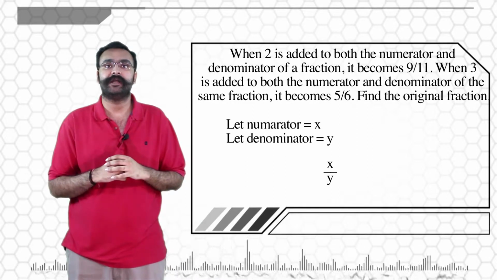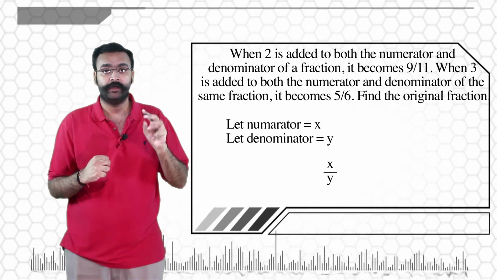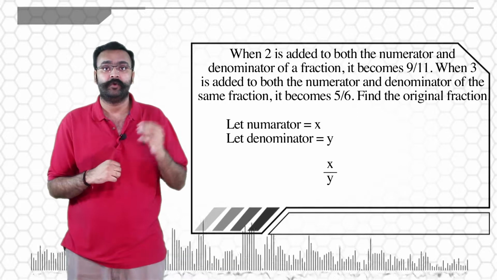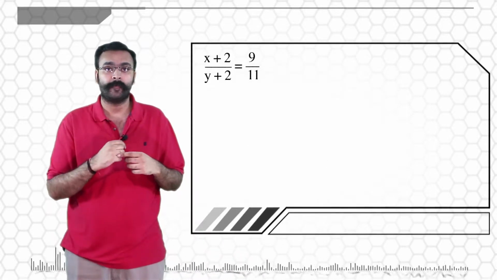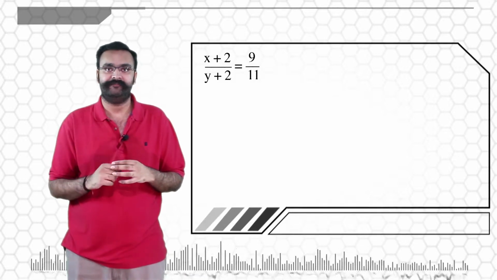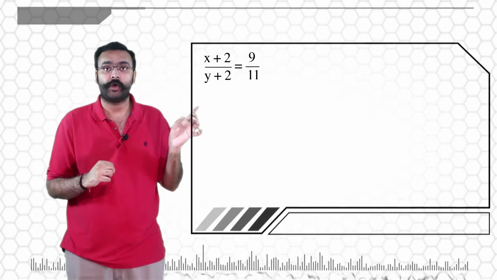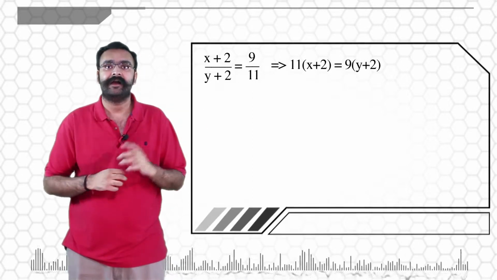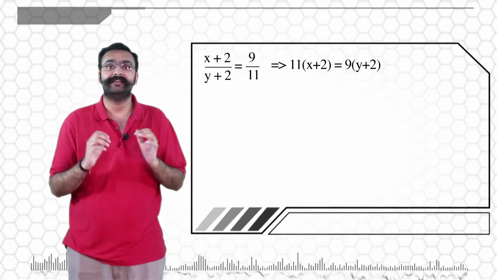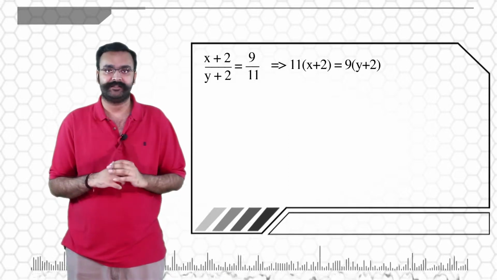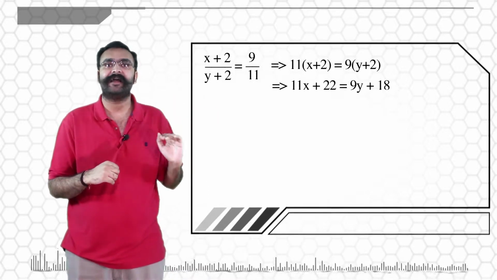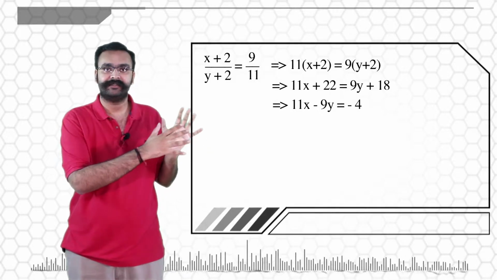Now we apply the information. The first equation told us that upon adding 2 to the numerator and denominator, it turns into 9 upon 11, which means x plus 2 upon y plus 2 is equal to 9 upon 11. Now, if I cross multiply my fractions here, I'll end up getting 11 into x plus 2 is equal to 9 into y plus 2. Upon opening the brackets and simplifying, we come to the final equation, which we can see is done like this.